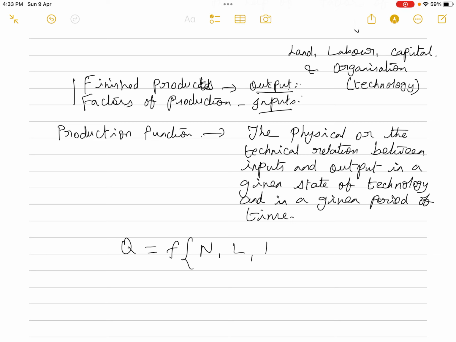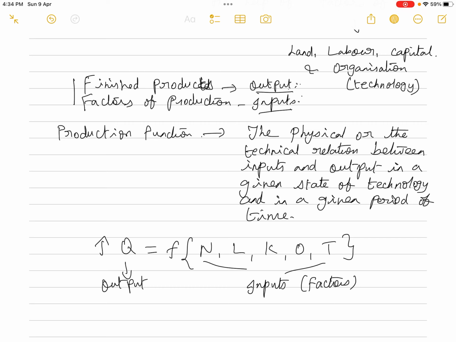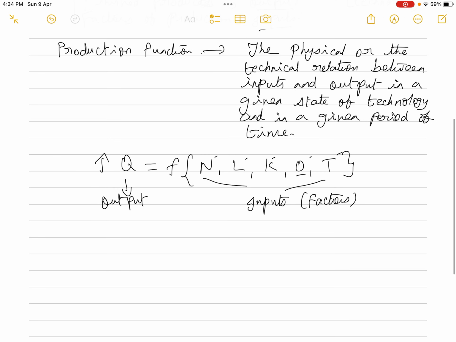The production function is expressed in the form of a formula: Q = f(N, L, K, O, T), where N is land, L is labor, K is capital, O is the organizer or the producer, and T is the level of technology. These are all the inputs or factors, and Q is the output. If the producer wants to increase the output, he can change everything except the organizer.